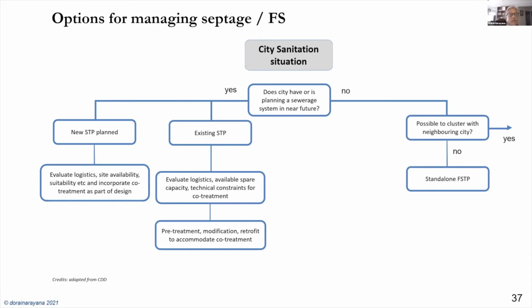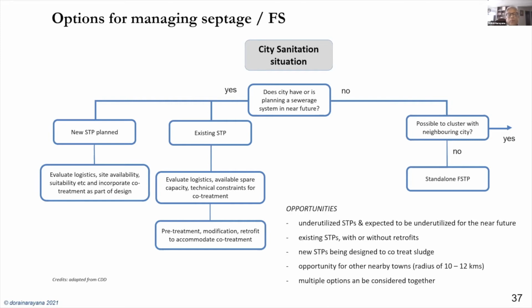And then you decide what kind of pre-treatment is needed, what modification may need to be done to the sewage treatment plant, any retrofits that may be needed to accommodate the co-treatment. So this will be your way of trying to see whether you can co-treat at the existing STP. And the opportunities are mostly where there are sewage treatment plants which are underutilized and expected to be underutilized for the near future, within your planning time frame. And existing STPs can then be used with or without retrofits. And new STPs, as I said, can be designed, and then there's this opportunity for clustering with the neighboring towns which are within a reasonable radius of 10 to 12 kilometers.